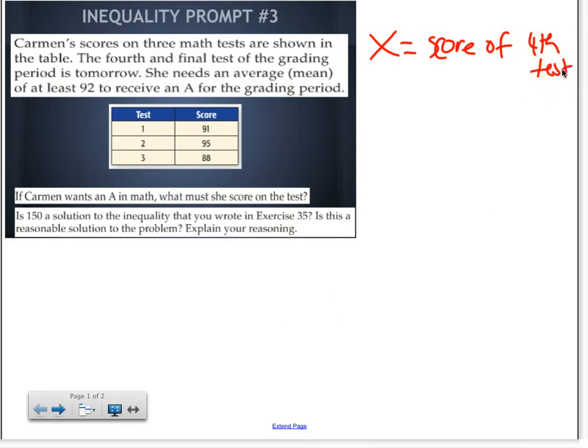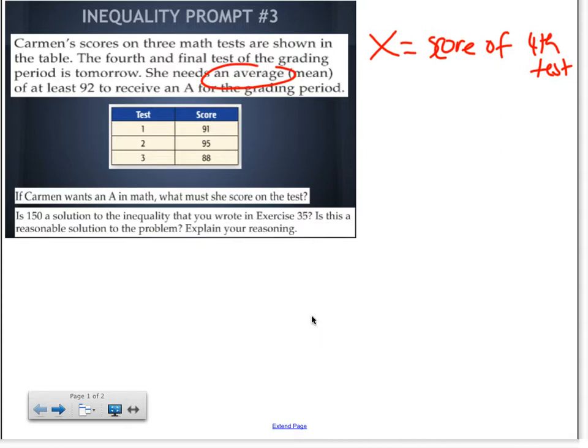Questions so far? Pretty simple, right? And you see, in every word problem that I do, anything that I don't know, usually the last question, notice it says, if Carmen wants an A in math, what must she score on the test? Meaning the last test, I don't know what the score of the last test is, so I declare a variable to represent the last test. And we go back to the entire problem, and since the problem is asking you to find the average, we just worked out a general way to find the average.